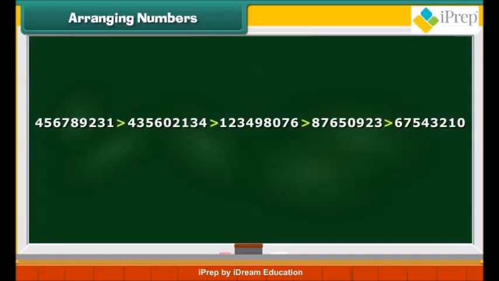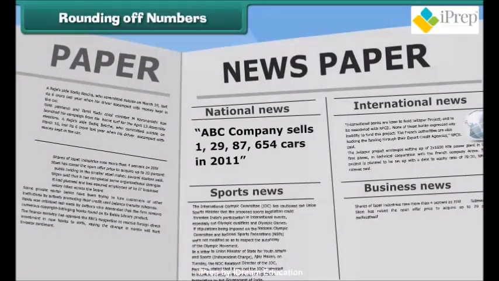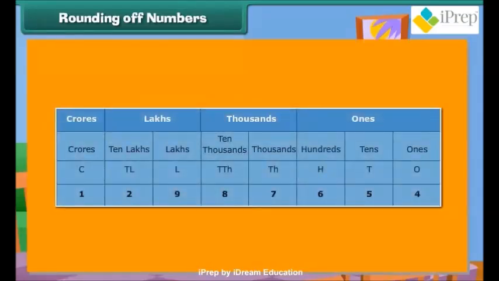Therefore, the descending order of numbers is this. Rounding off numbers. Ratan comes across the following headlines in a newspaper. ABC company sells 1,29,87,654 cars in 2011. Ratan wonders if the figure can be simplified and made easy to read. Yes, we can make the figure easy to read by rounding it off.